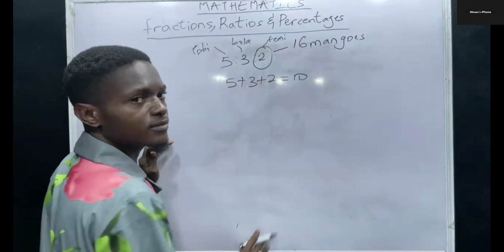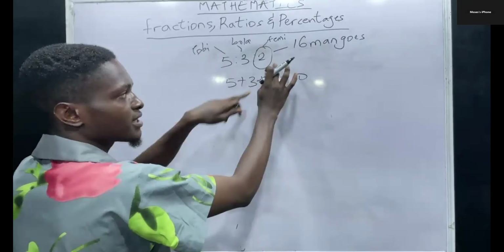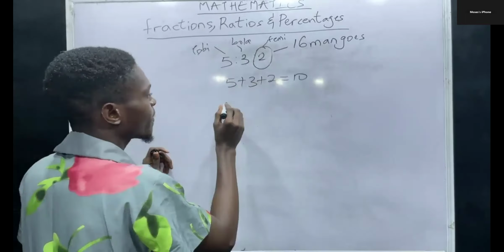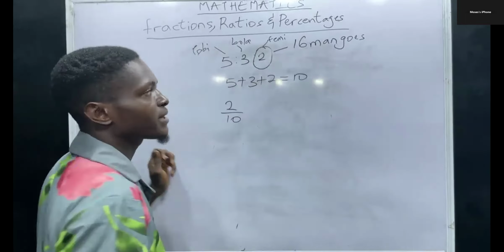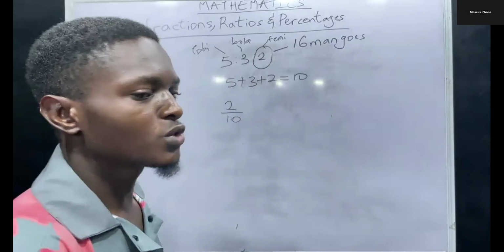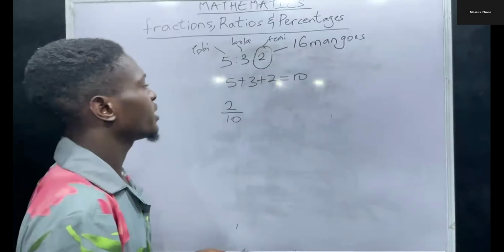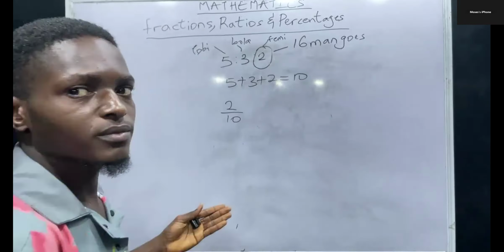That's equals to 10. So we have 10 now. For Femi's part now, we'll be having 2/10 multiplied by the total mangoes. Now, note, we are not told the total mangoes. We are not given the total mangoes. We're only given their proportion. So what do you do now?